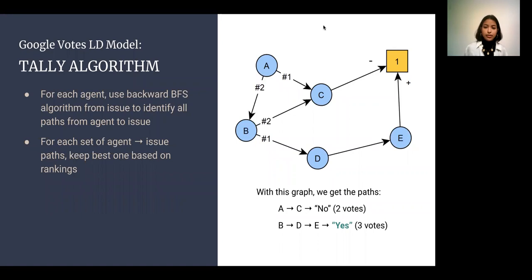The way that the tally algorithm works is that, starting at the issue vertex, which is that yellow box, for each agent, we use a sort of backwards breadth first search algorithm from the issue to the given agent, for every agent in the population. We use this algorithm to identify all the possible paths between 1 and agent A, for example. Once we have the set of all agent issue paths, we keep the best one based on the rankings that the agent specified. So in this example, the best paths would be A to C to 1 and B to D to E to 1 again. And that gives us a yes vote.